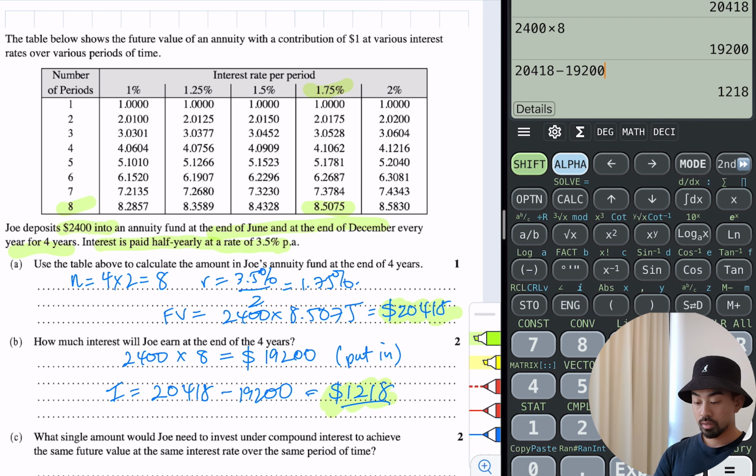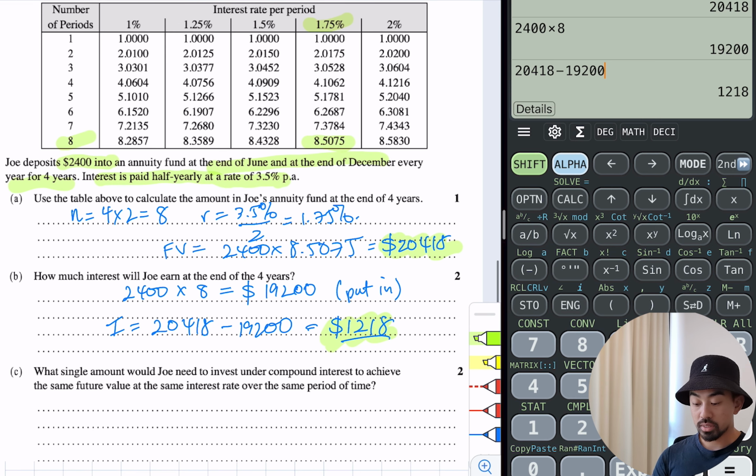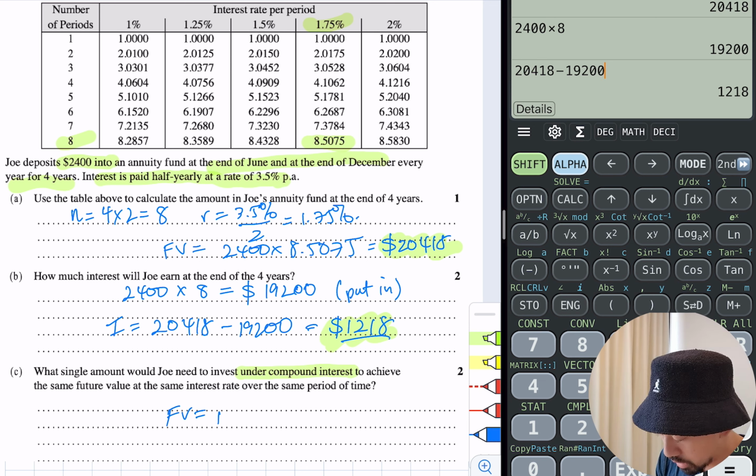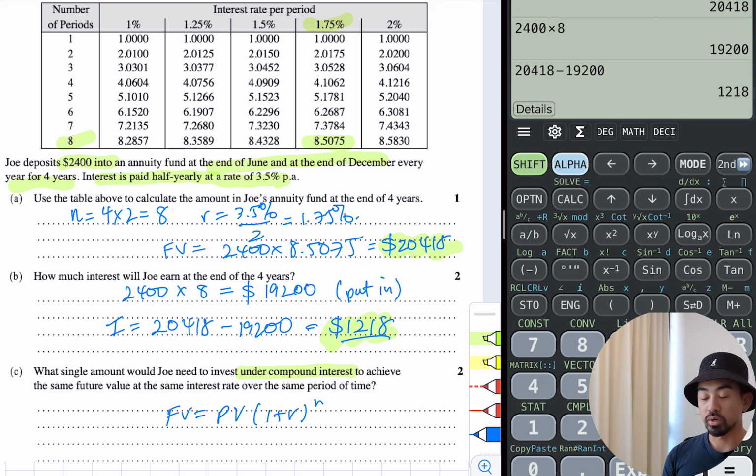All right. Okay. Last one. So what single amount would Joe need to invest under compound interest to achieve the same future value at the same interest rate over the same period? Okay, so the key in this question is it actually telling you to use the compound interest formula. So now you're allowed to go ahead and use this. FV equals PV (1 plus r) to the power n. And we want to know what single amount he would need to invest to get the same future value. So what we're looking for is PV.